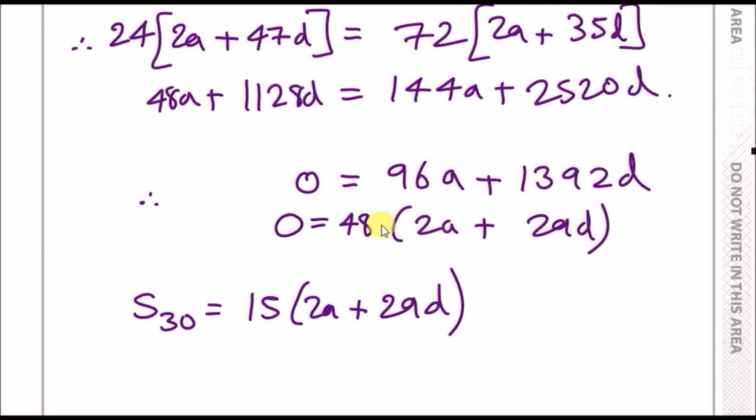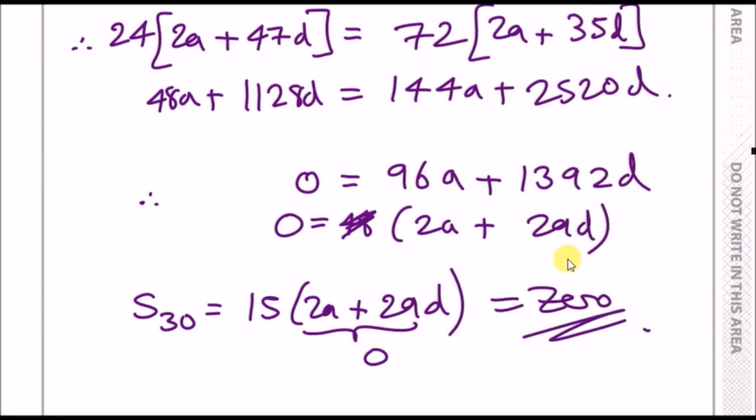So let's have a look. Dividing this 1392 by 48, and I haven't even tried it, but let's see. You get 29. So in fact, all of this is divisible by 48, and that means that all of this is equivalent to 0. So actually, just ignore 48 because you can cross it out now. 2a plus 29d is 0. That means this is 0. So 15 times 0 is 0. And that's it, guys. We're done. That's the end of the question.